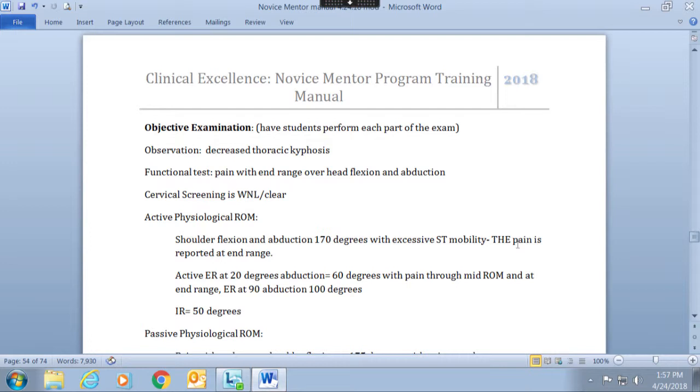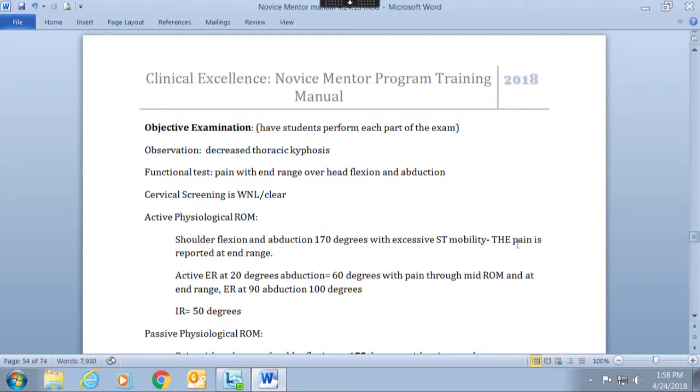As we go through it, look at increased kyphosis. You're going to have your student perform each part of the exam. We have them do a clearing exam, which for this patient was clear. Go through your active range of motion. And in this part, the patient had flexion, abduction to 170, excessive scapulothoracic mobility, and it caused the pain in end ranges.